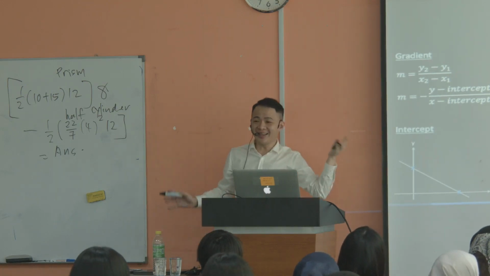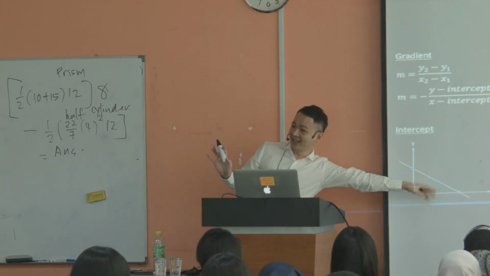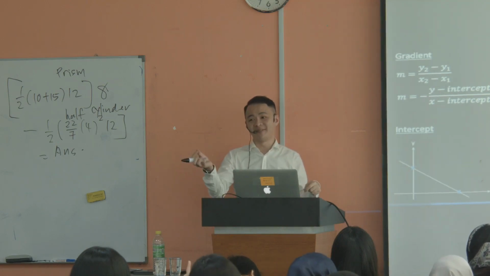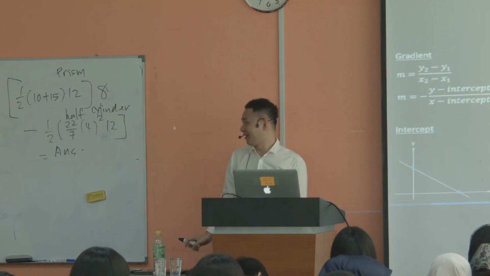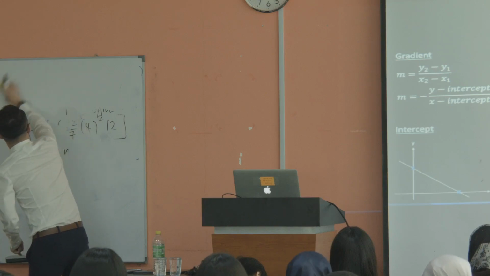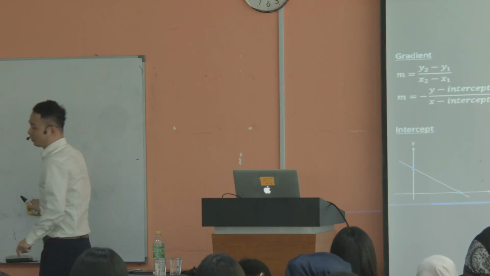Just in case you do not know what intercept means: if the line touches the y-axis, we call it the y-intercept. If the line touches the x-axis, we call it the x-intercept. Okay, if I want to find the y-intercept or x-intercept from the equation, what can I do?